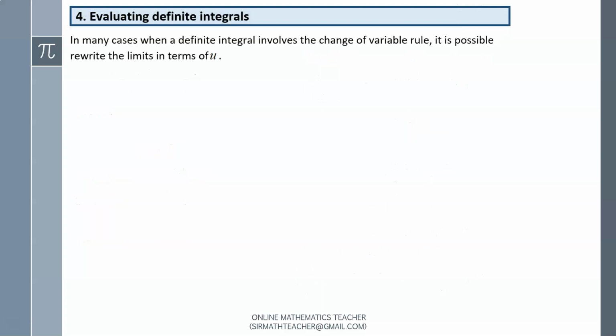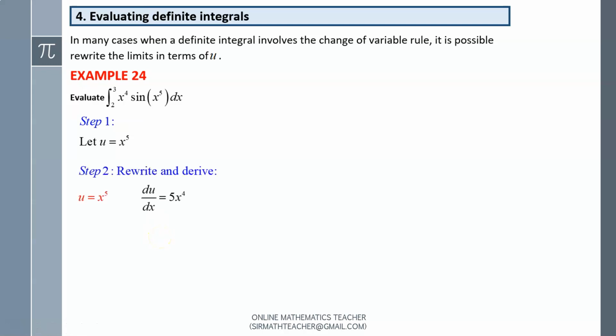Evaluating definite integrals. In many cases, when a definite integral involves the change of variable rule, it is possible to rewrite the limits in terms of u. Example, you've got here, evaluate this integral between 2 and 3, your limits. Now I can see x to the 5 is a function here, which the derivative of that function is 5x to the 4, which I can see the derivative present. So let u equal x to the 5. du dx is 5x to the 4. dx equals du on 5x to the 4.